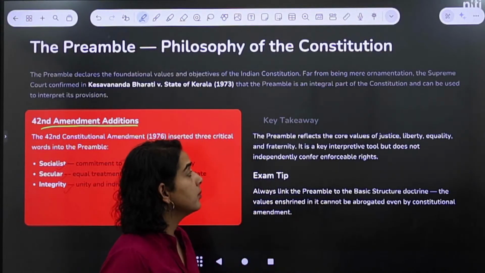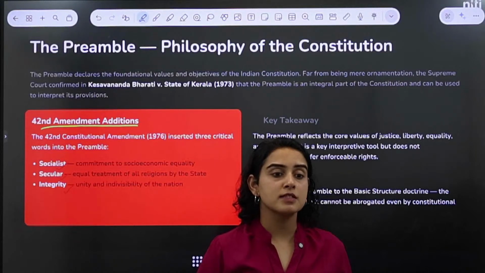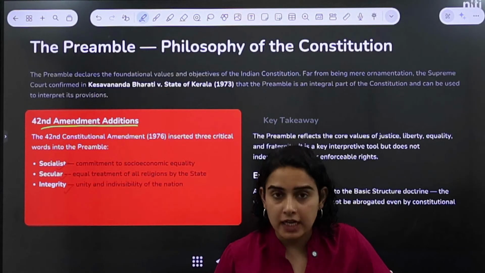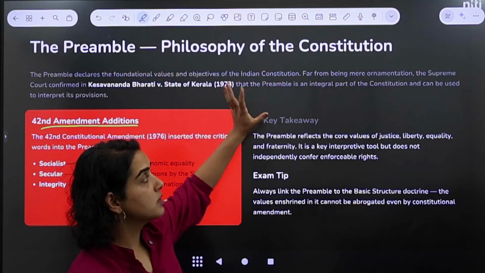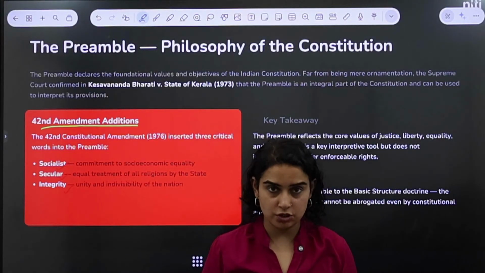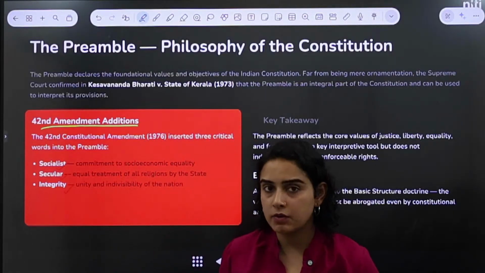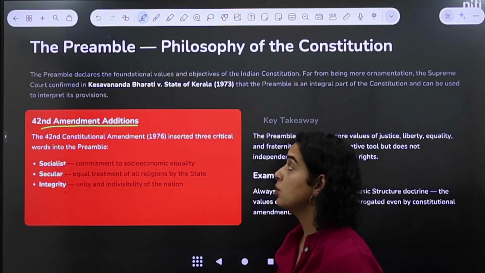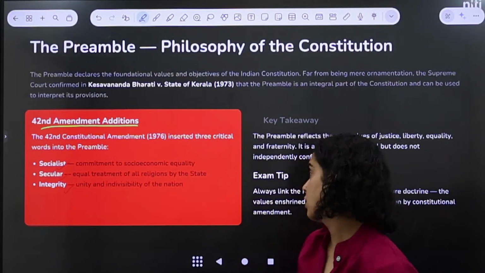One also important thing that a lot of times students ask me is whether the preamble is considered part of the constitution or not. So in Kesavananda Bharati versus State of Kerala, it was held that the preamble is part of the constitution. The principles given in the preamble are the founding principles, and based on that, the entire constitution has been made. So it is the foreword of the constitution, but it is still part of the constitution.